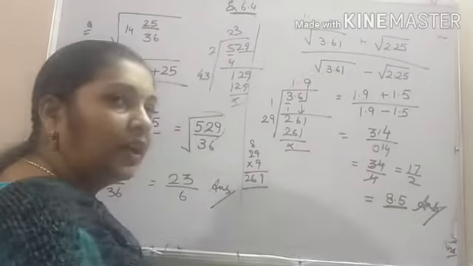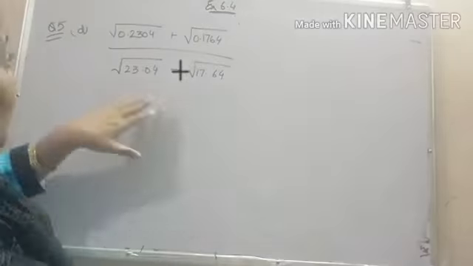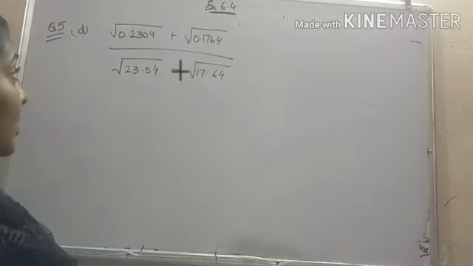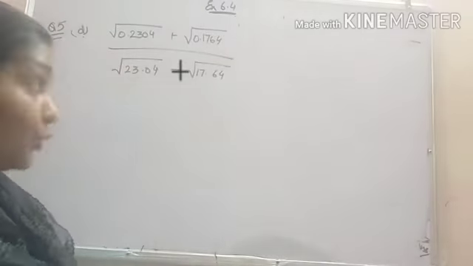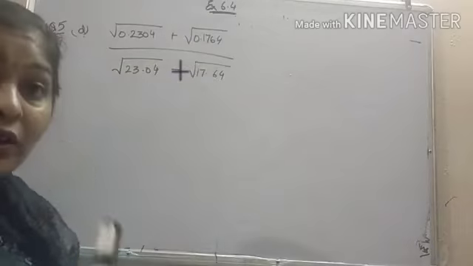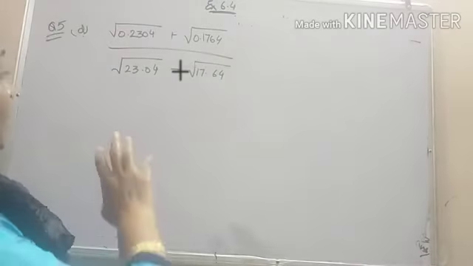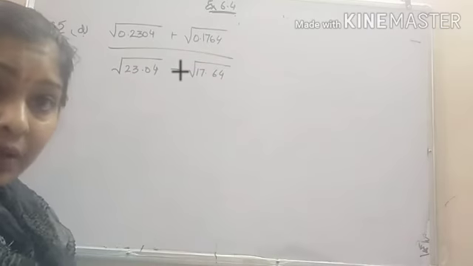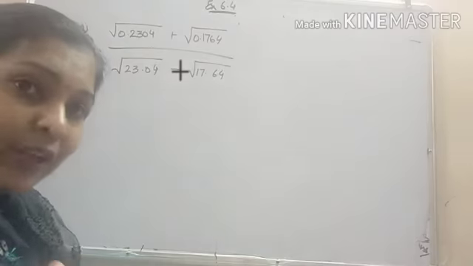That solves our problem. Now look at this problem. Only two numbers are involved in it, 2304 and 1764. But it is to be noted that the decimal places are not the same. So what will you do? You will find the square root of 4 different numbers or only 2? The answer is only 2.